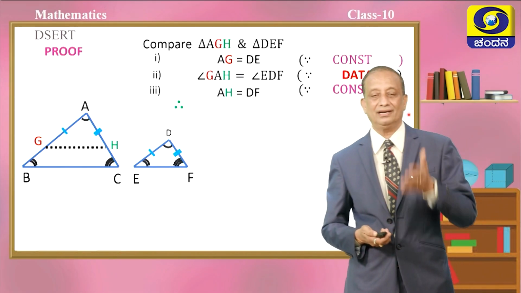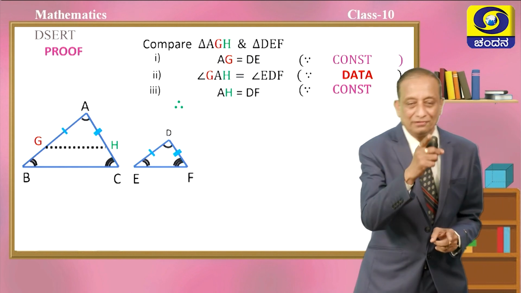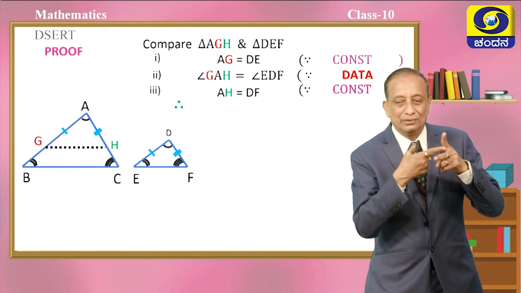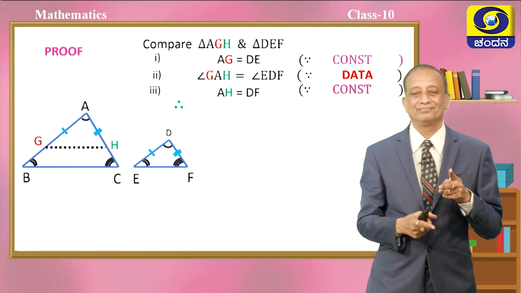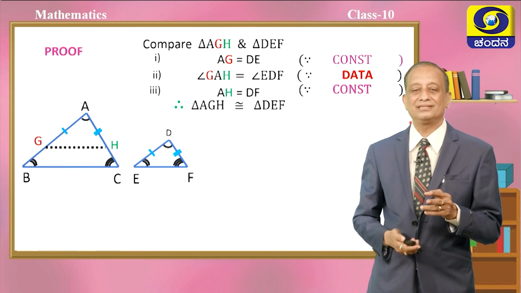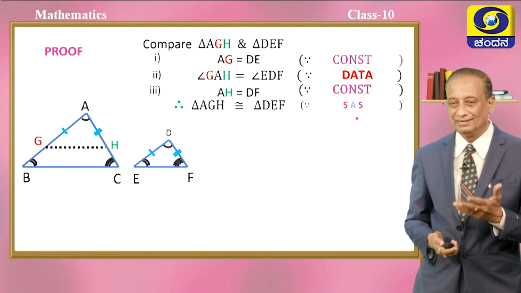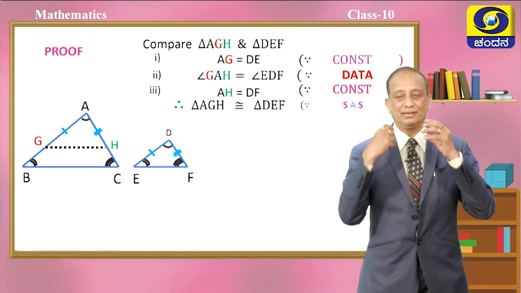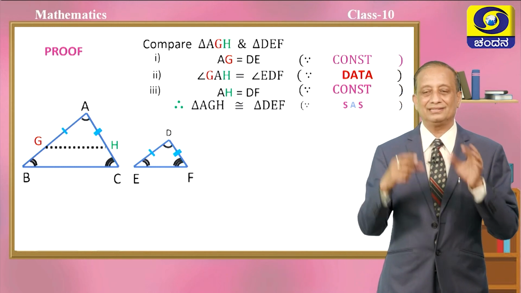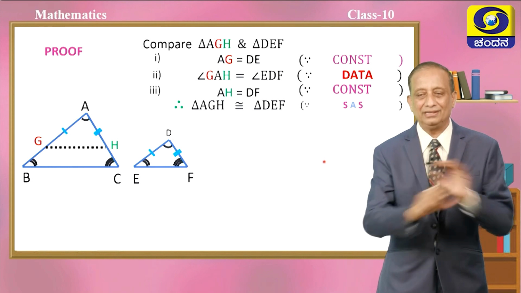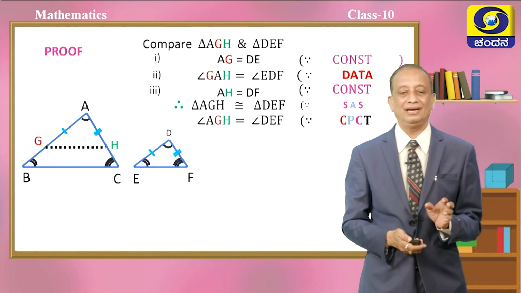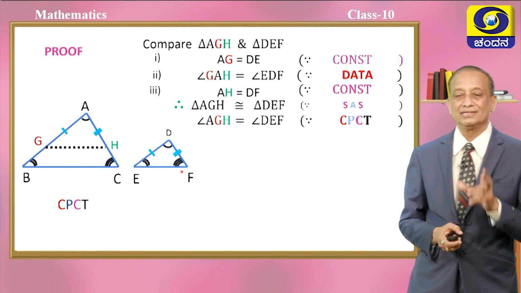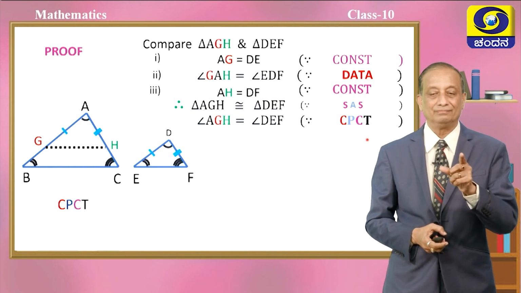So, you can see that two sides and an included angle of triangle AGH are respectively equal to two sides and an included angle of another triangle DEF. Then with the help of SAS, can you not say that those two triangles are congruent because of the SAS theorem? Once they become congruent, the remaining angles, remaining sides, area, shape, everything will be the same. Therefore, angle AGH is equal to angle DEF because of CPCT. We will show it with the pointer.